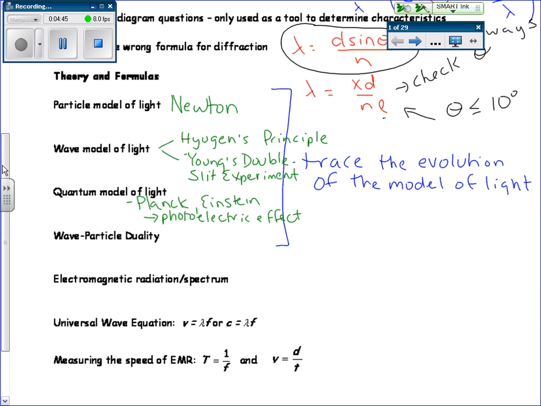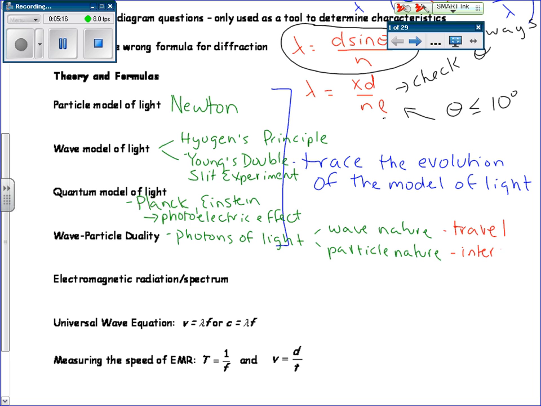And wave-particle duality, that's just that photons of light have both a wave nature and a particle nature. And the wave nature usually comes about when they're traveling. So how they travel like a wave, but they interact with matter as a particle.